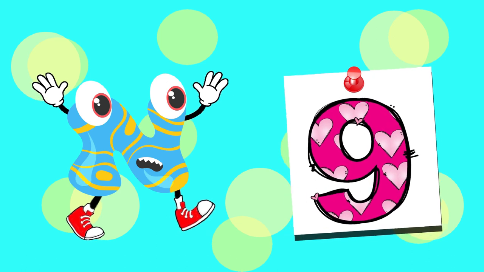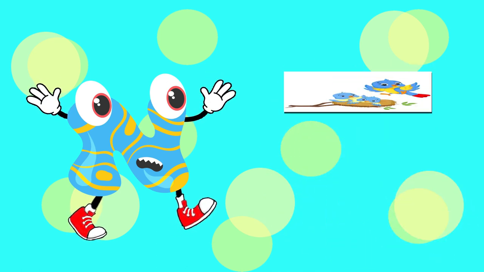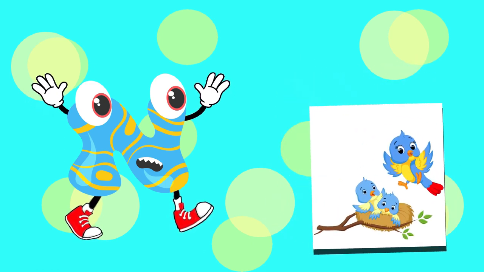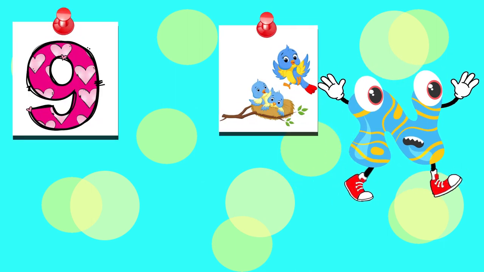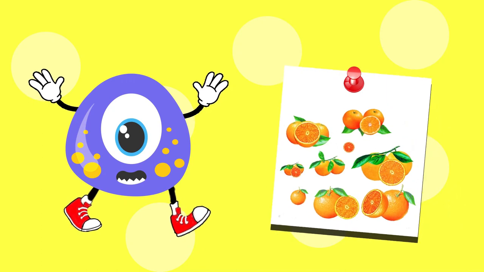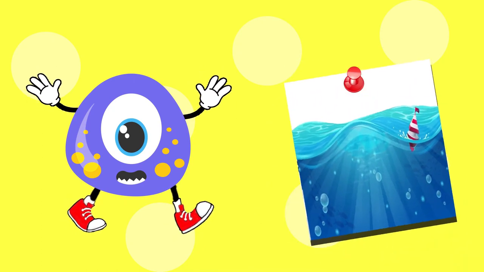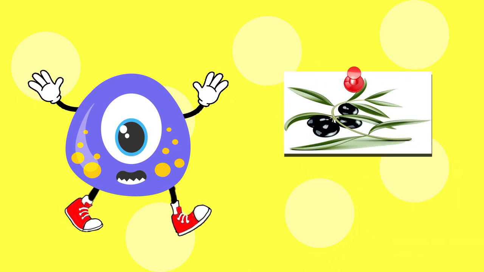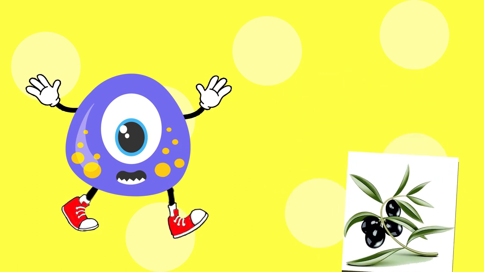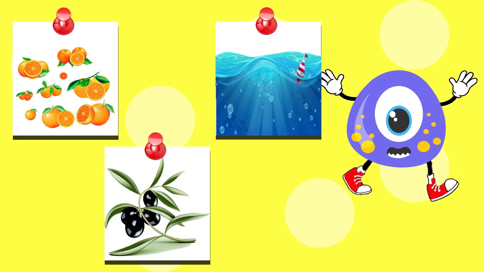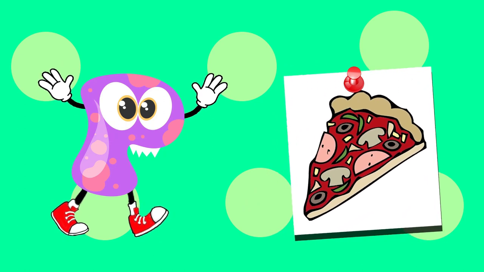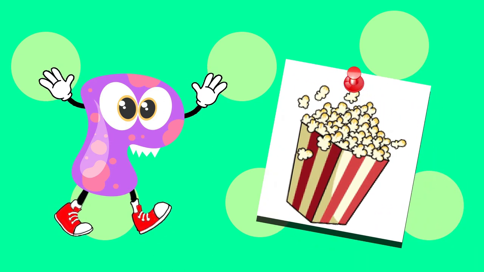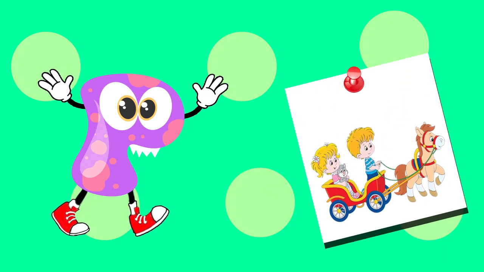N. N for nine. N for nest. N for nib. O. O for orange. O for ocean. O for olive. P. P for pizza. P for popcorn. P for pool.